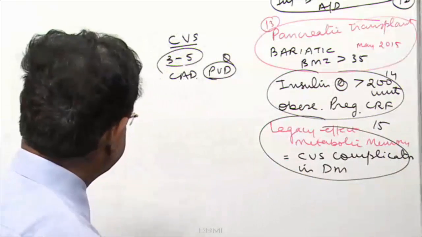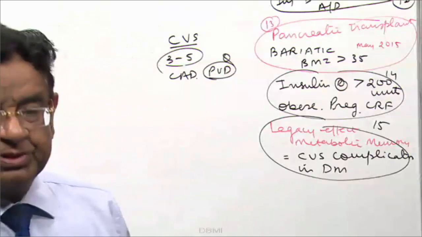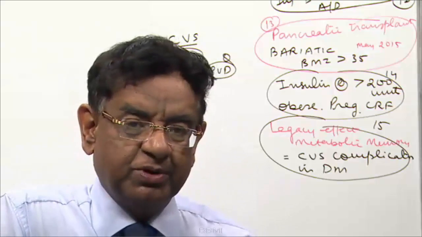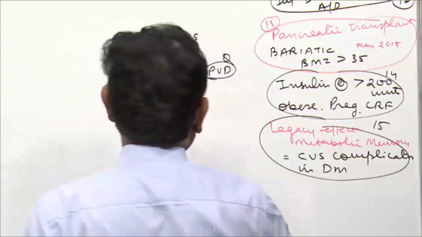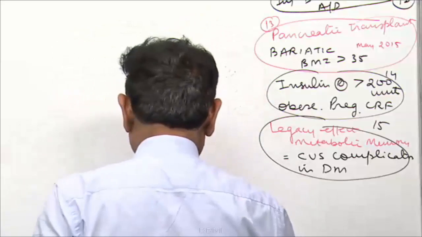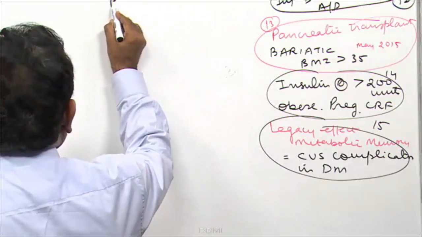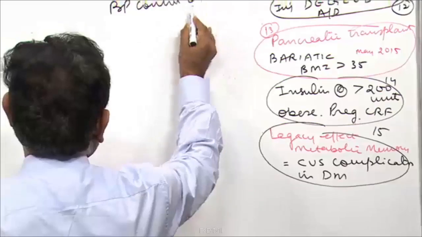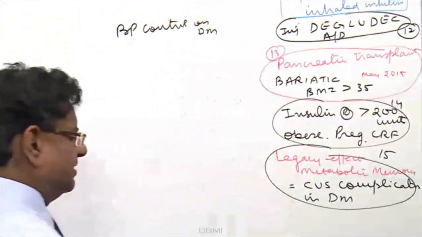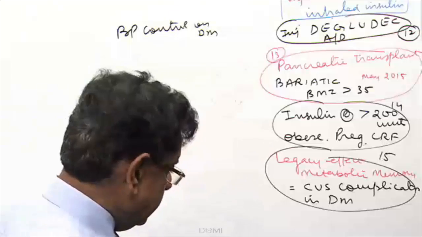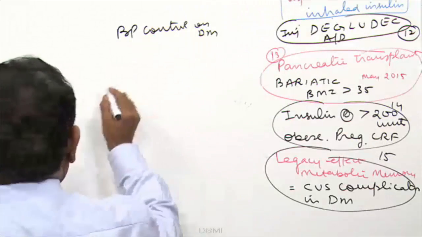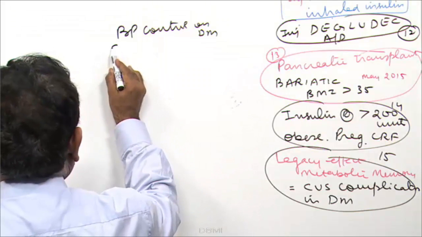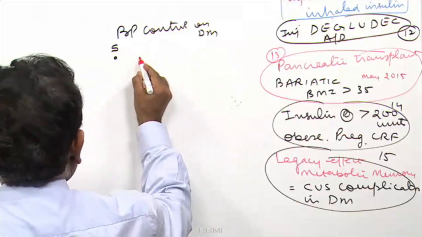Okay. Now a new thing has come up, widely discussed in all the conferences, and this question is going to come to you also: the effect of BP control on diabetes. Again, a latest concept. The concept goes like this. Right now, we have one patient whose blood sugar is very, very high. His BP is also very high.